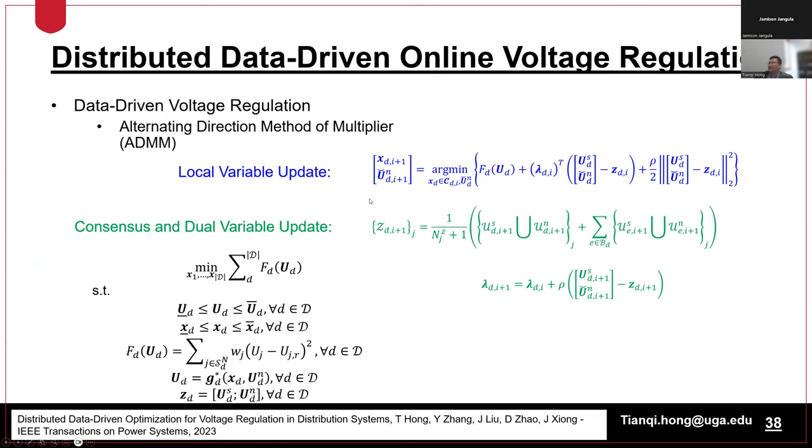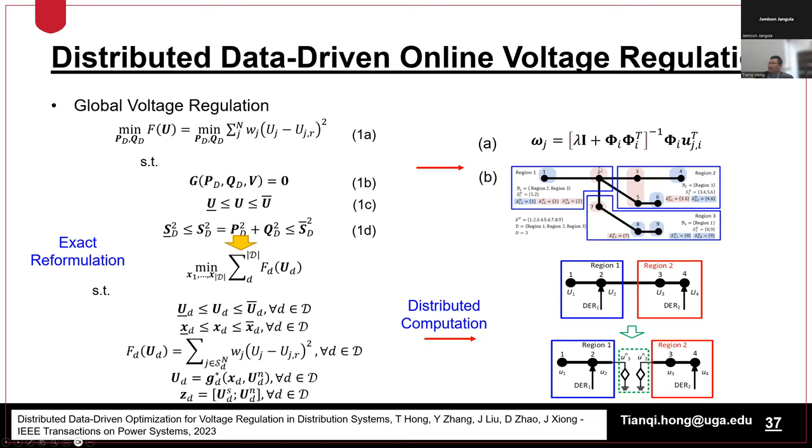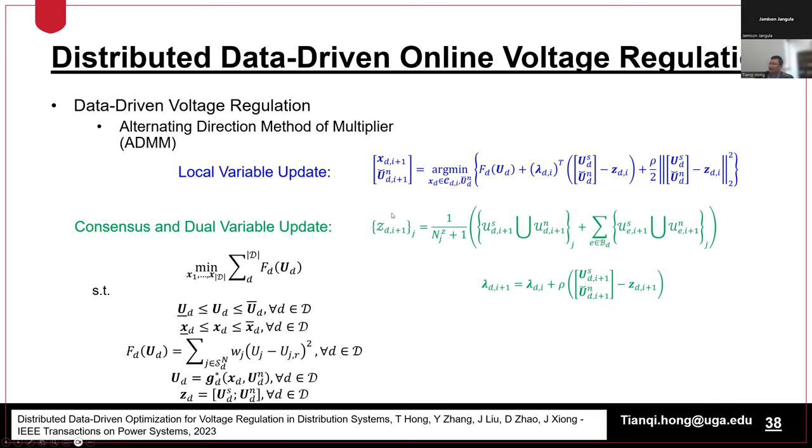Although the equation here is very complex, it just directly follows the standard ADMM method. The reason why the notation is ugly is because you need to define a lot of set and boundary variables about different regions in order to have an exact representation of the problem. The formulation becomes a little bit complex here, but the update rule is exactly the same as the standard ADMM.